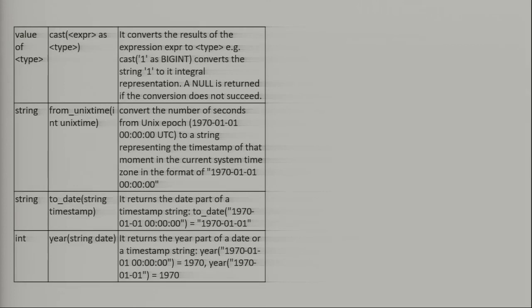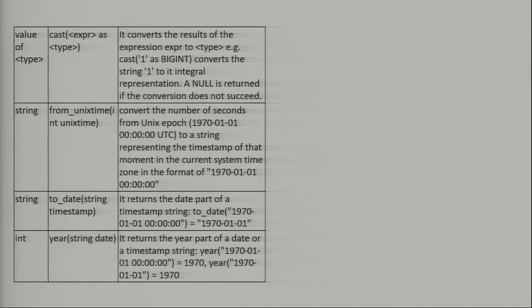Next we have value of, that is cast. It converts the result of the expression to the type, that is cast in brackets 1 as bigint converts the string 1 to its integral representation. A null is returned if the conversion does not succeed. So cast takes the expression and the type which you want to typecast it to.